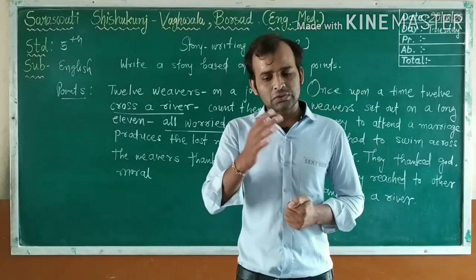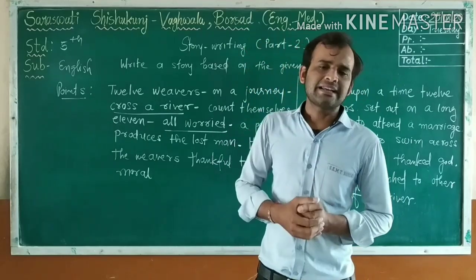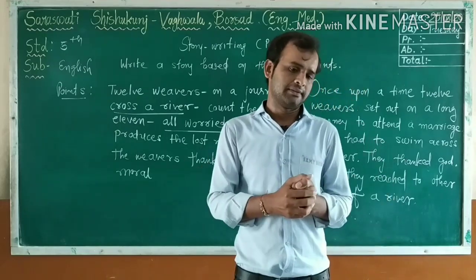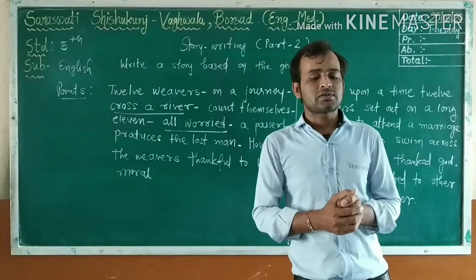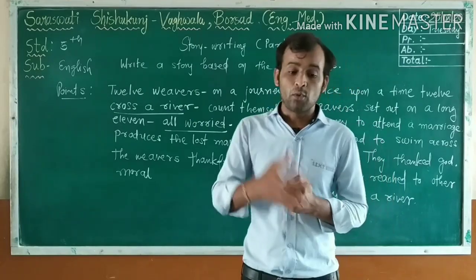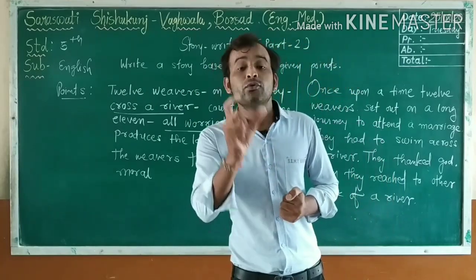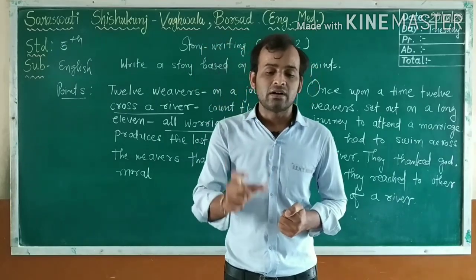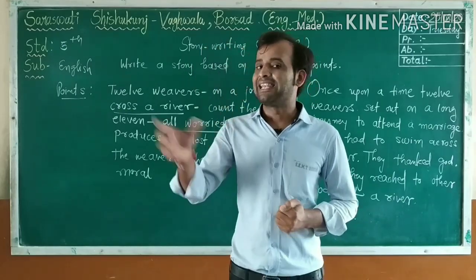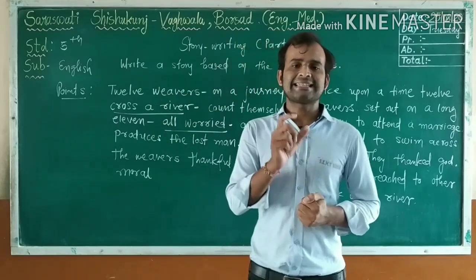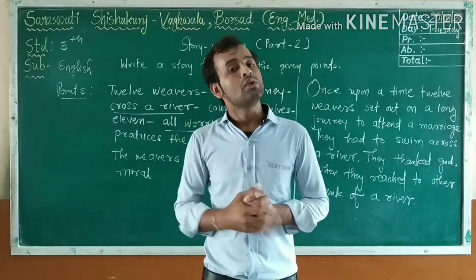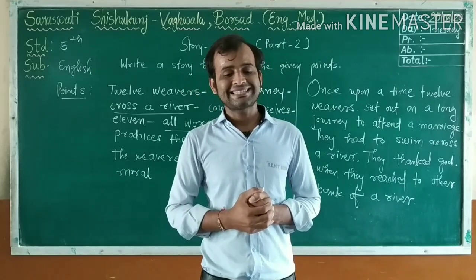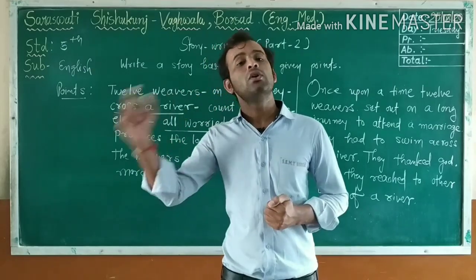Okay, students? So this is the story. We can say in reality they were all foolish people. Okay? So dear students, what is the moral? You can say foolishness. Foolishness is a threat to life. Foolishness is dangerous to life. That is the moral of the story. Foolishness is a threat to life.